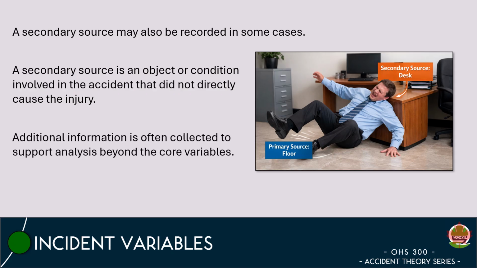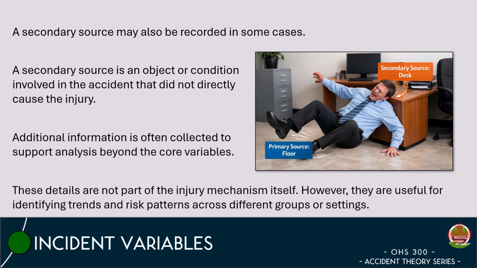In addition to these core variables, other information is commonly collected to support analysis but does not require formal coding. This includes demographic and contextual details such as age, gender, company or industry, and location. While these elements are not part of the injury mechanism itself, they are valuable for identifying trends and risk patterns across different groups or settings.